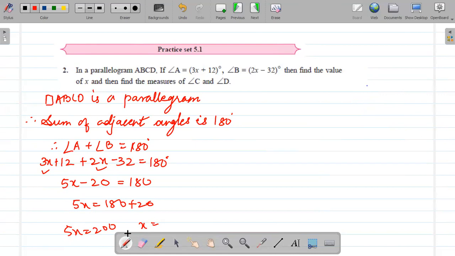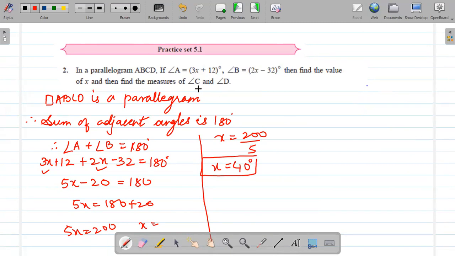5x, 5 is in multiplication. We need to get rid of the 5, so it would divide. So x equals 200 over 5. So x equals what? Just 40. So x is 40 degrees.